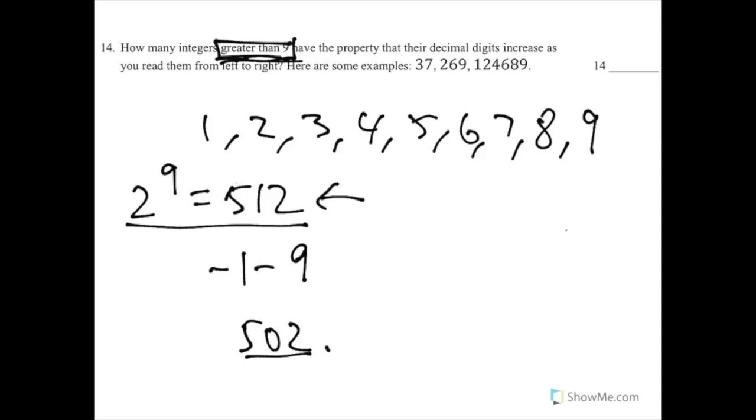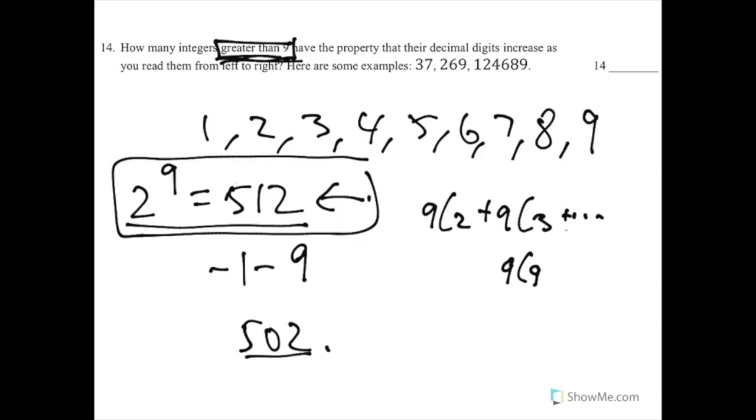This method is still recommended because if we're going to add up 9 choose 2 all the way to 9 choose 9, it's going to take a lot of computation and a lot of time. And so this method is definitely recommended. And so the final answer is 502.